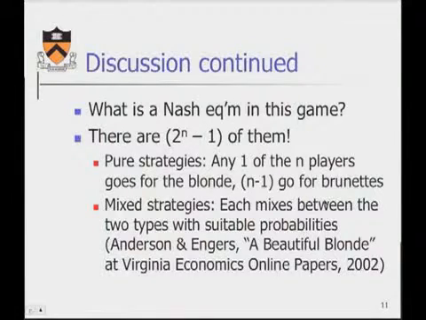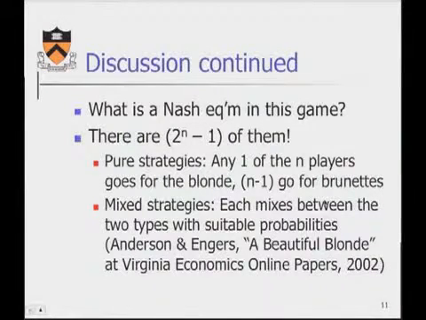Given that that's happening, anyone going for the brunettes, although doing less well, is not going to benefit by going for the blonde, because if 2 or more people are going for blondes, remember, none of them will get her, and they'll have lost the brunettes in the process as well. So nobody gains by deviating. Certainly the one who's going for the blonde doesn't want to deviate.